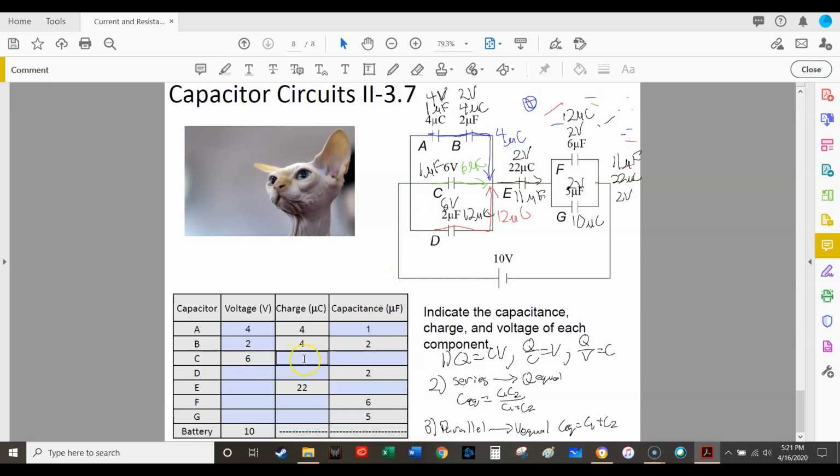C is going to be 6 volts. It's going to be 6 microcoulombs and 1 microfarad. D is going to be 6 volts. It's going to be 2 microfarads, and it's going to be 12 microcoulombs. E is going to be 2 volts. It's going to be 22 microcoulombs, and it's going to be 11 microfarads. F is up here. It's going to be 2 volts, 12 microcoulombs, and 6 microfarads. G is going to also be 2 volts, and 10 microcoulombs, and 5 microfarads.